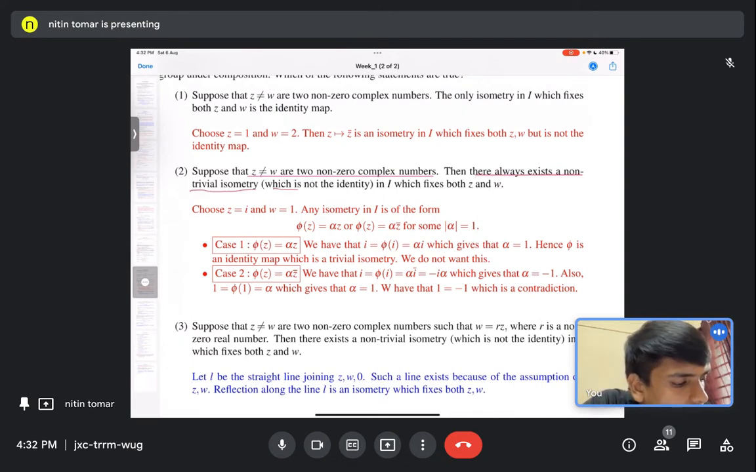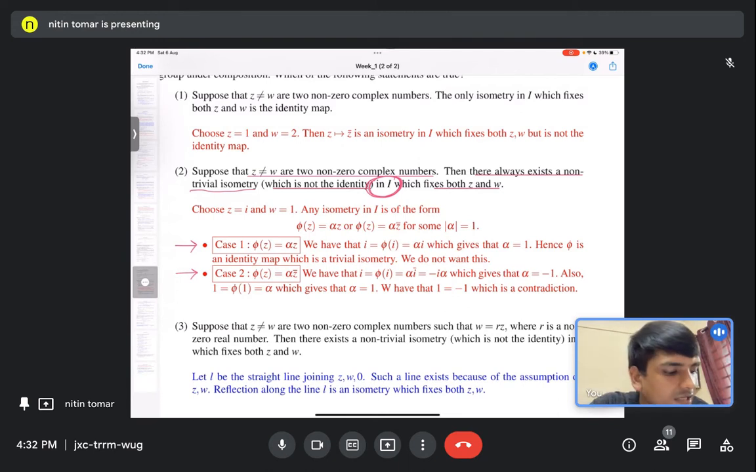Non-trivial means which is not the identity. So it says if you take any two unequal complex numbers, then there will be a non-trivial isometry in I which fixes both z and w. So the answer is again false. The first thing is, we have only two possibilities to check: phi z equal to alpha z, or phi z equal to alpha z bar.